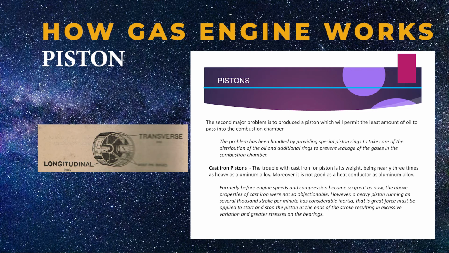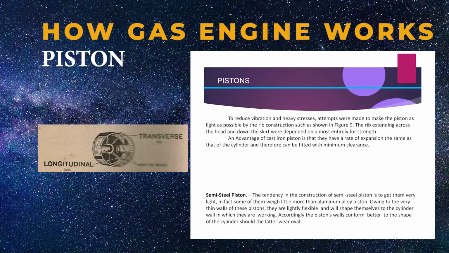Cast iron pistons. The trouble with cast iron for pistons is its weight, being nearly 3 times as heavy as aluminum alloy. Moreover, it is not as good a heat conductor as aluminum alloy. Formerly, before engine speeds and compression became so great as now, the above properties of cast iron were not so objectionable. However, a heavy piston running several thousand strokes per minute has considerable inertia. That is, great force must be applied to start and stop the piston at the ends of the stroke, resulting in excessive vibration and greater stresses on the bearings.